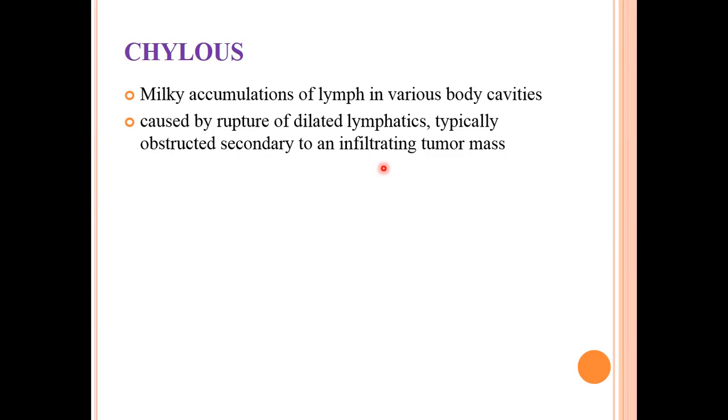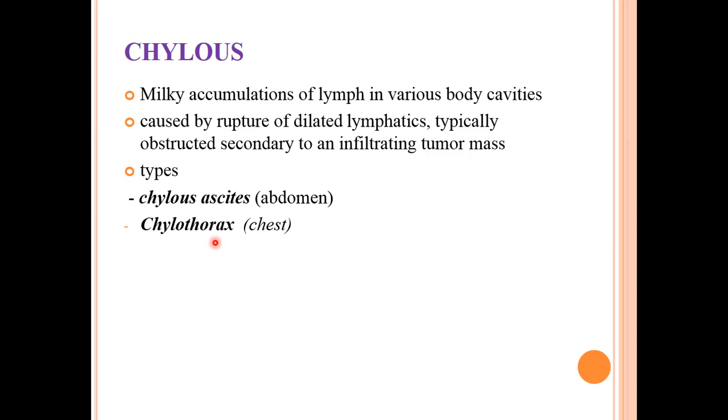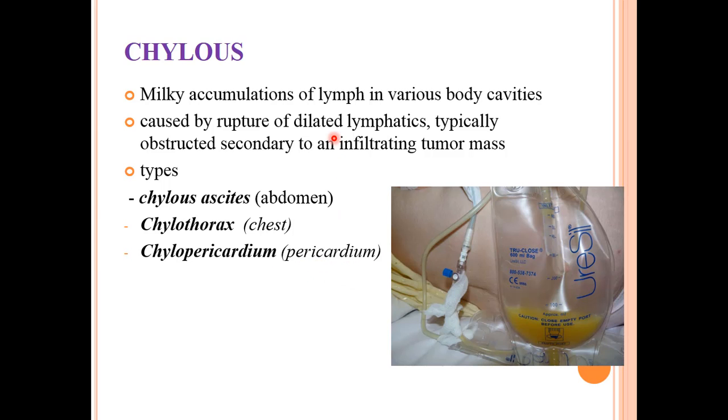Types of chylous depend on the location of the chylous accumulation. So we either have chylous ascites in case this accumulation happens within the peritoneal cavity, or we have chylothorax if this accumulation happens within the pleural cavity or the chest. Chylopericardium is the chylous that accumulates within the pericardium. Why is it called chylous? The word chylous comes from the milky appearance, color, and consistency of the accumulated fluid.